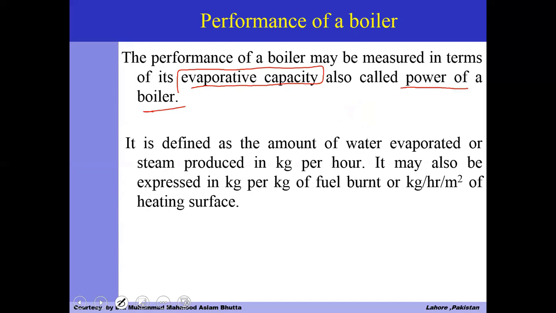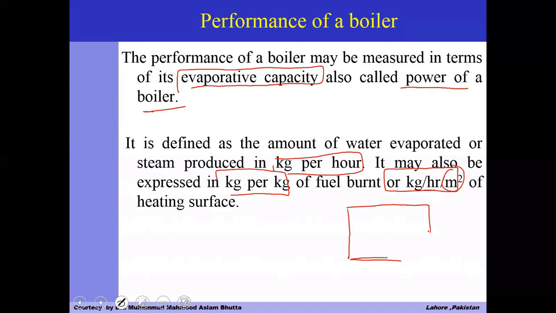Evaporative capacity is the amount of water evaporated or steam produced in kg per hour. It may also be expressed in kg per kg of fuel burnt, or kg per hour per meter square, which is the area of the boiler. If we have a larger area of the boiler, definitely it will produce a larger amount of steam. Similarly, a boiler with a smaller area will produce a smaller amount of steam. So if we increase per meter square of the area, the steam produced per hour will definitely increase, which means its evaporative capacity will increase.